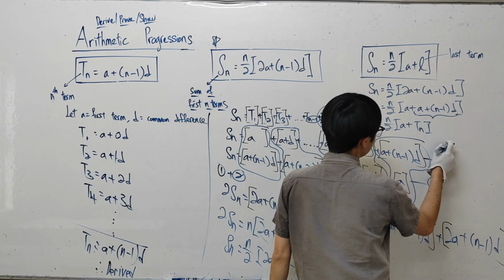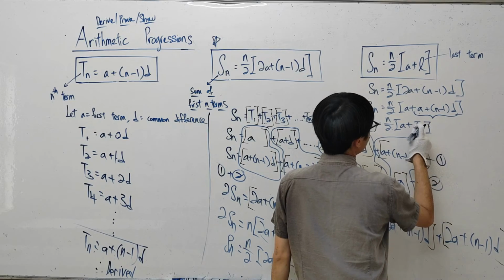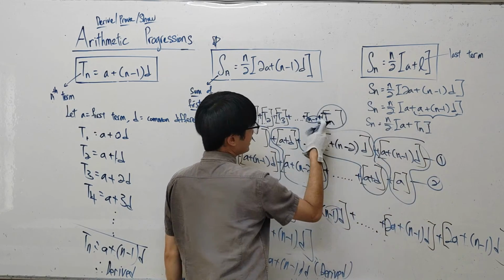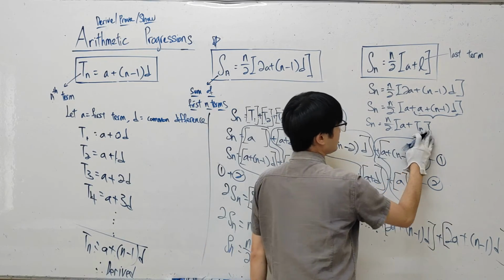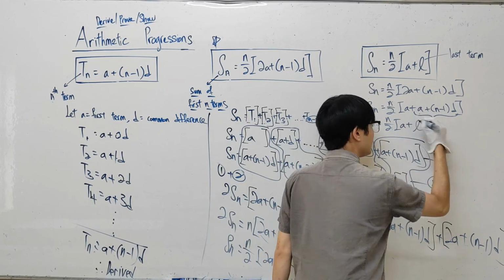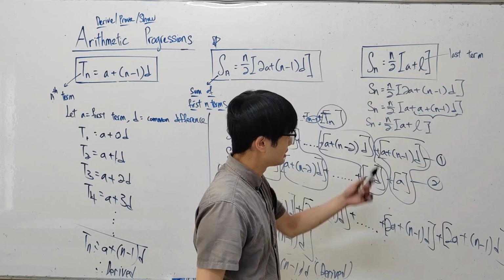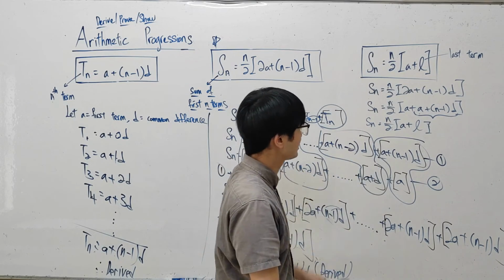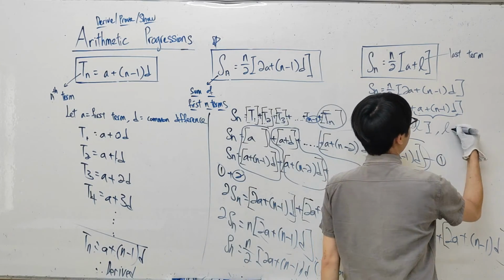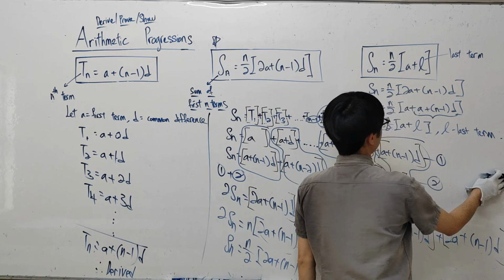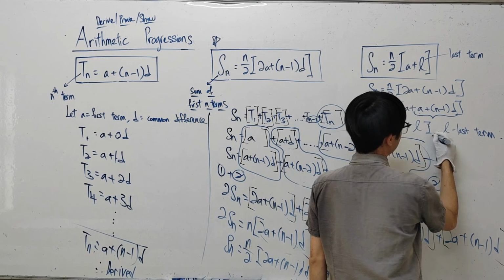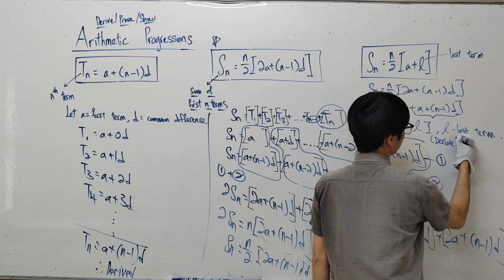So it means Tn, and since Tn is the last term in the Sn progression, you can just use L here to represent the last term, the Tn, okay, the last term. And then we will just write comma, L stands for the last term. Okay? And then derive. This is the working.